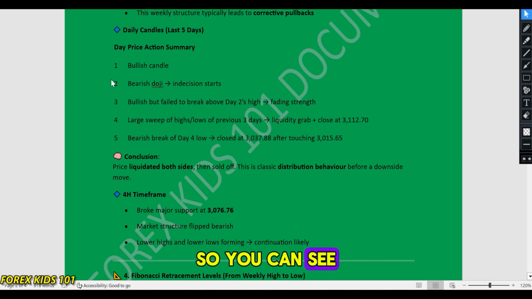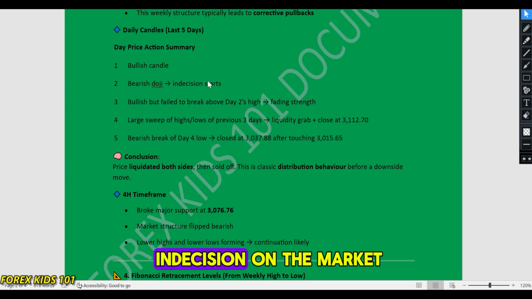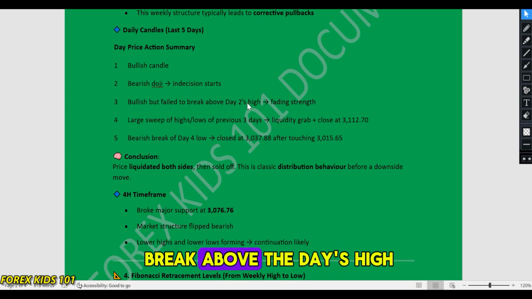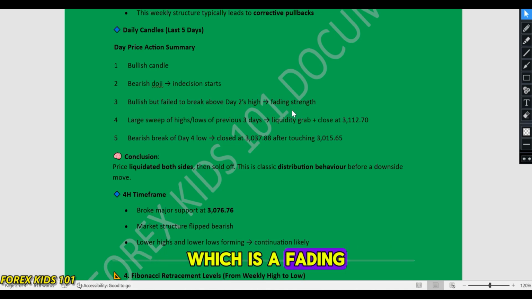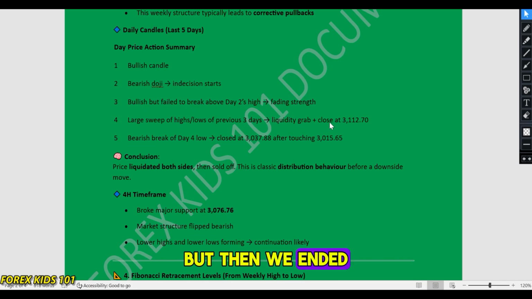Okay, so you can see here on the first day we were bullish on the first day of the week, and then followed by a bearish doji, which is also representing the start of the indecision on the market, followed by a bullish but failed to break above the day two's high, which is a fading in strength. Okay, then when we go up on the fourth day, we had a large sweep of both highs and lows. Okay, of the previous 3 days, we swept all these candlesticks here. Okay, we saw a liquidity grab, but then we ended up closing down at 3,112.